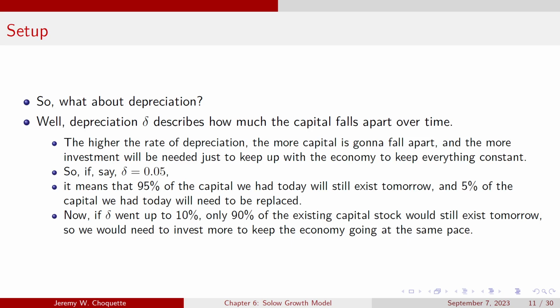So what's this depreciation term that we see, that delta? Well, depreciation tells me how much of the capital is falling apart over time. The higher the rate of depreciation, the more capital is going to fall apart, and the more investment we're going to need just to keep up with the economy, to keep everything constant. So if delta is equal to 0.05, 95% of the capital that we have today will still exist tomorrow. 5% we had today will have fallen apart and need to be replaced. Now, if delta goes up to 10%, that means only 90% of the existing capital stock would exist tomorrow. So we would need to invest more just to keep the economy going at the same pace.